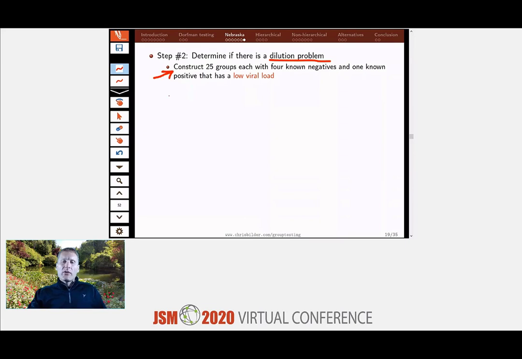What was done was 25 groups, each with four known negatives obtained from individual testing, and one known positive obtained from individual testing, were put together into groups. 25 of these groups. And each of these known positives had a low viral load associated with it, meaning in the end, it actually had a high CT value. And fortunately, in all cases, we were still able to declare the group to be positive. But we tended to need a few more amplification cycles, about 2 to 3 more on average, when working with these groups in comparison to testing the positive specimen individually.